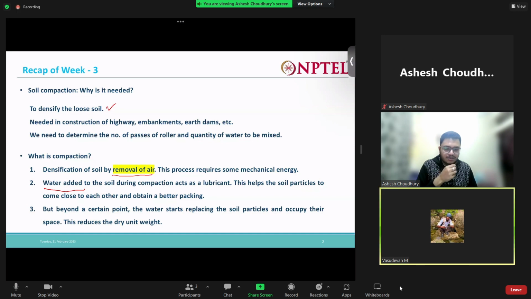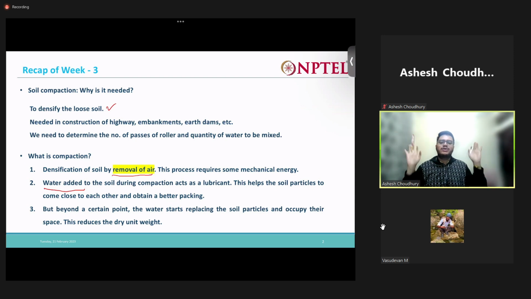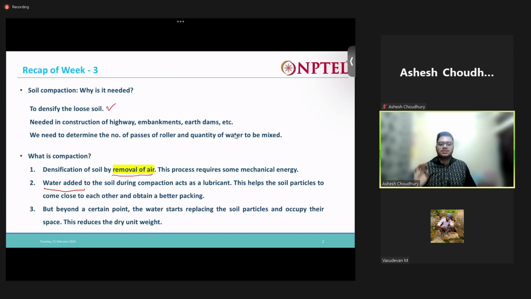The flow of the soil, sir. Yeah, if you are adding more water, the soil will leak through with the water. Yes, exactly. The soil will be totally in a liquid state, watery. So we need to add water up to a certain limit. There should be a certain maximum point up to which we add water.